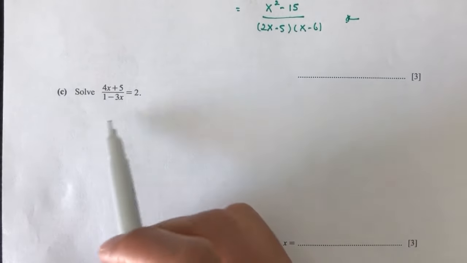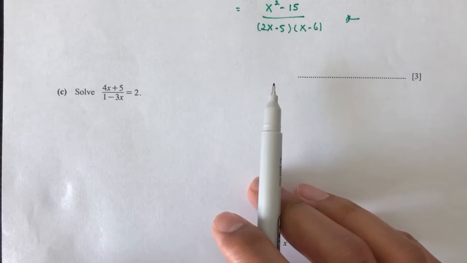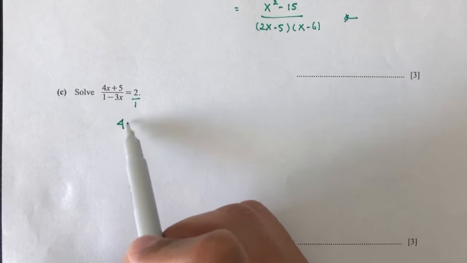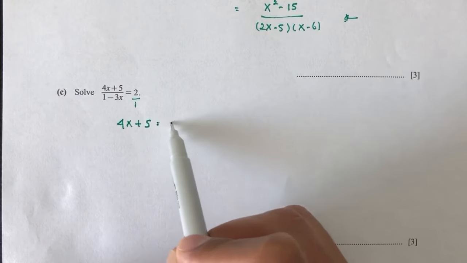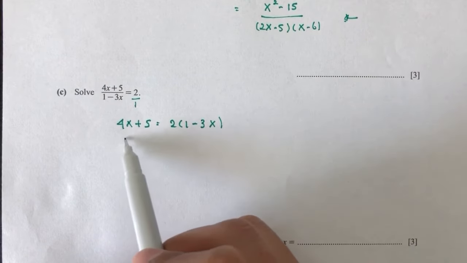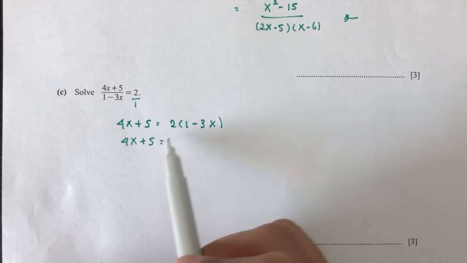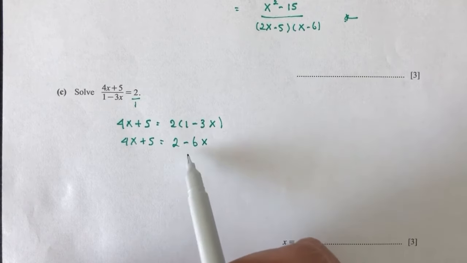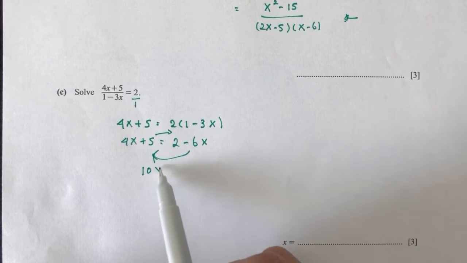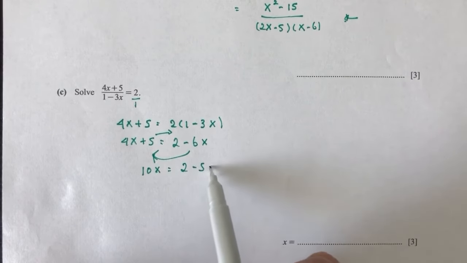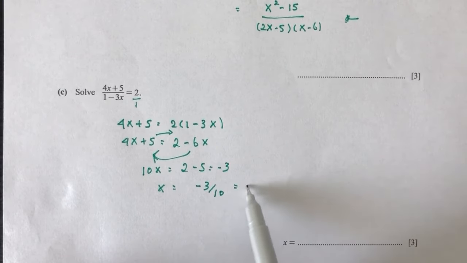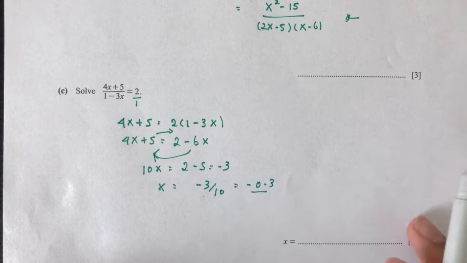Now part C, solve this equation. Okay, so how do you solve this? As you can see, we have a fraction again. We can cross multiply. So 4x plus 5 is equal to 2 times 1 minus 3x. So we have 4x plus 5. We expand this, 2 minus 6x. X becomes here, and numbers go on this side. So we have 10x equal to 2 minus 5, which is minus 3. X will be minus 3 divided by 10, which is minus 0.3. Oh, this one is good enough.